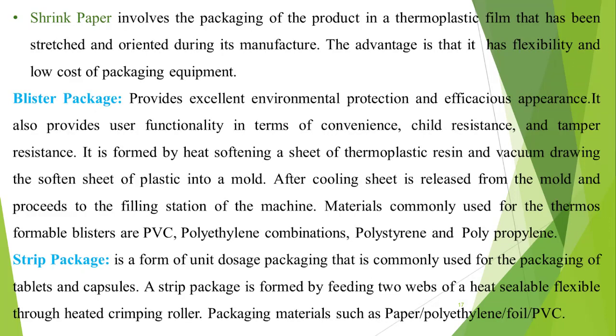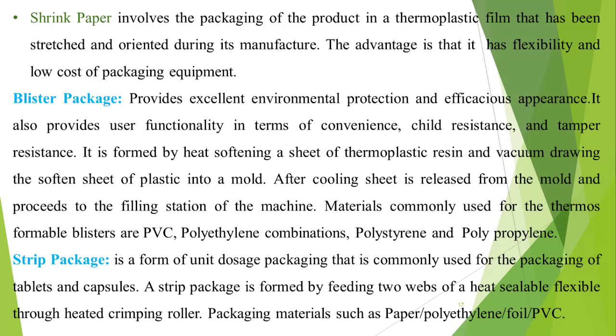So next is shrink wrapper. It involves the packaging of the product in a thermoplastic film that has been stressed and oriented during its manufacture. The advantage is that it has flexibility and the packaging equipment is of low cost. It is shrinking, and it has a thermoplastic flow. And next is blister packaging, and then strip packaging.